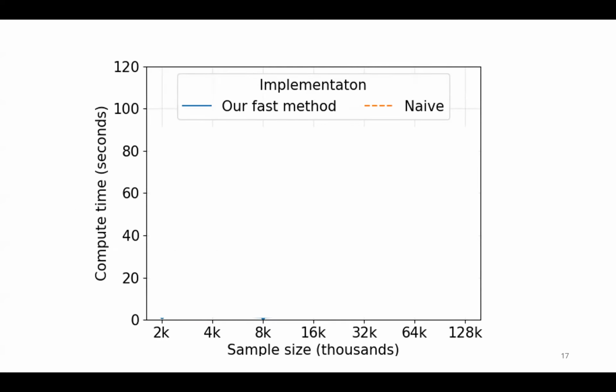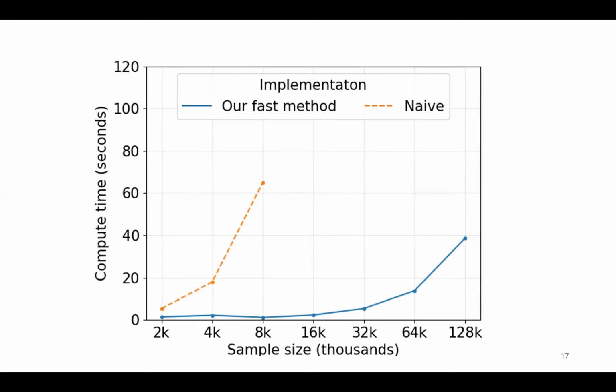Very quickly, I'll just show some computational runtime results. So on the vertical axis here, I have the compute time in seconds. Halfway up the graph is 1 minute. On the horizontal axis, I have sample size in thousands, and I'm doubling this at each tick point. In blue, I'll have our fast method, the solid line. And then in orange, I'll have the orange dashed line, I have the naive implementation. So this is the implementation where I don't use pruning and merging.